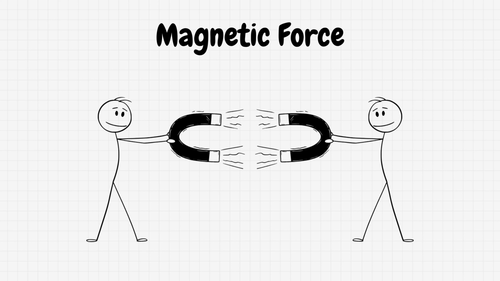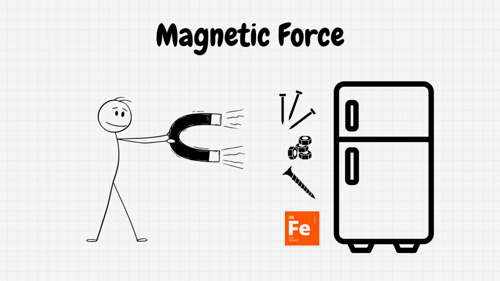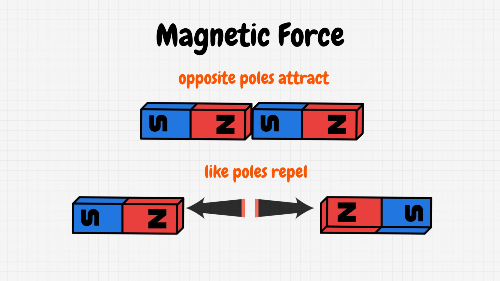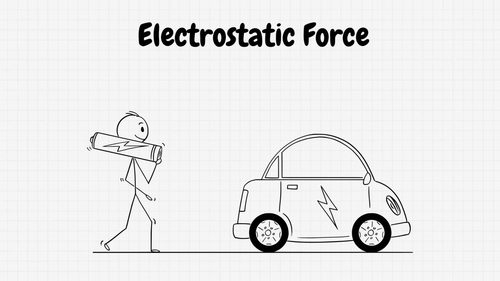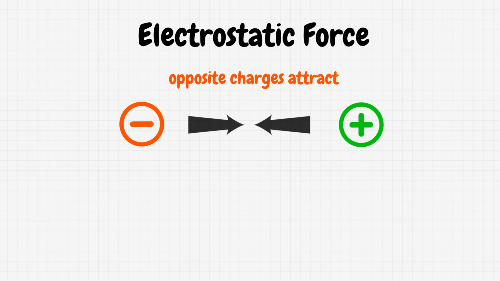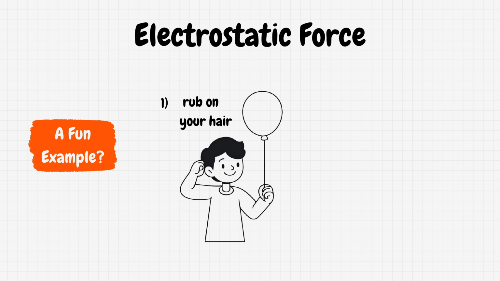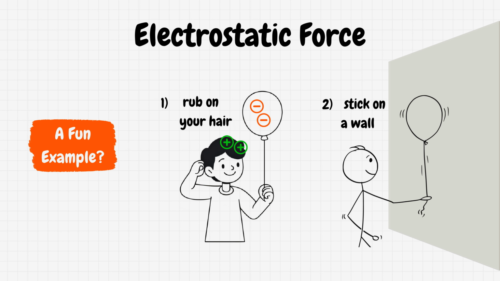Magnetic force acts between magnets or between magnets and magnetic materials like iron. Opposite poles attract while like poles repel. Similarly, electrostatic force acts between charged objects. Opposite charges attract, like charges repel. Here's a fun example. Rub a balloon on your hair and stick it to a wall. That's electrostatic force at work.